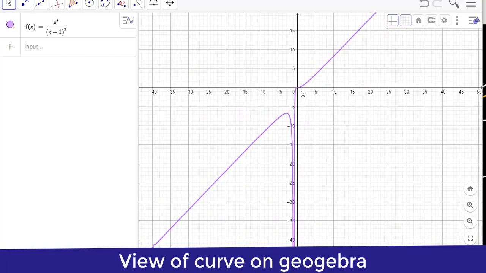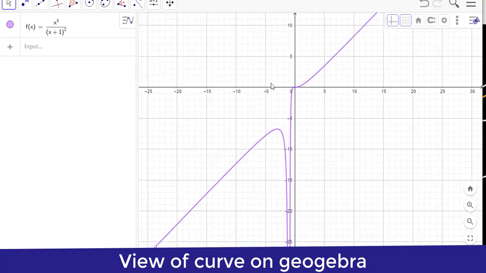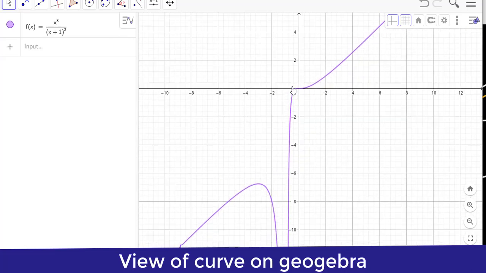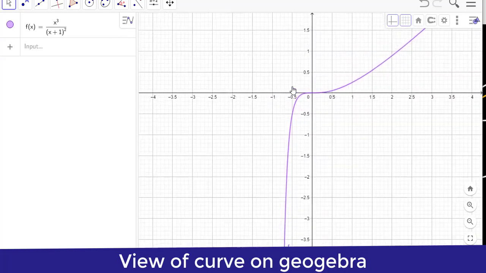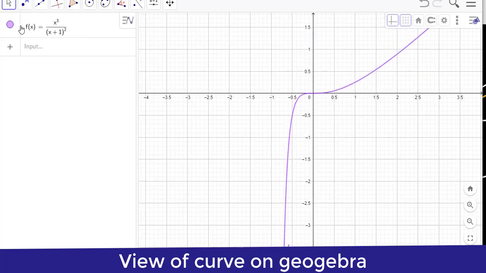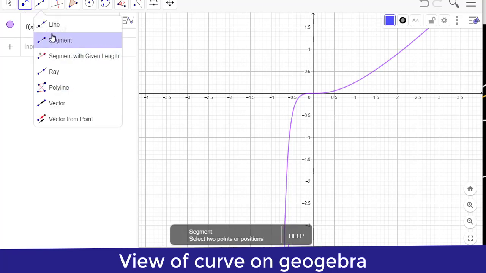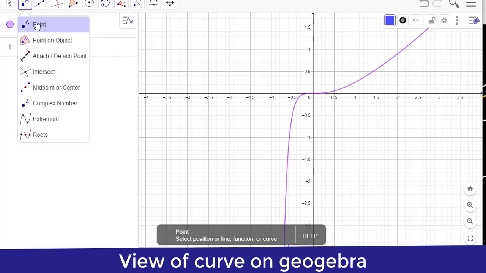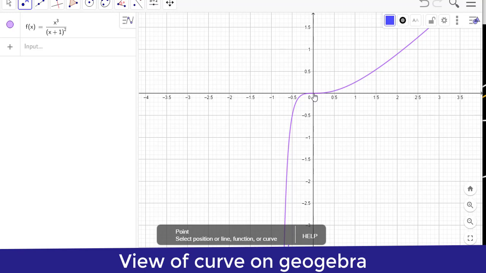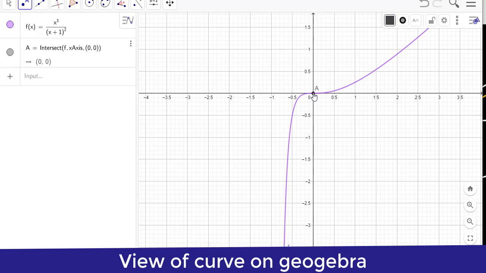So this is the point of inflection here. That's the point of inflection, the point 0, 0. It's at the point 0, 0. So I'm just going to place a point there, the point 0, 0 itself. Okay, so that's our point of inflection.